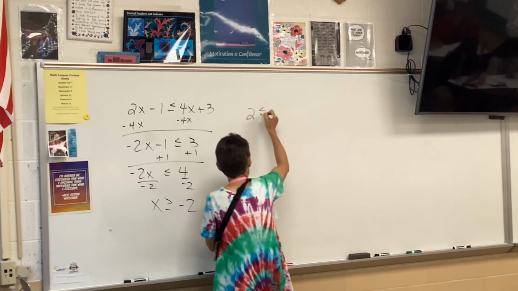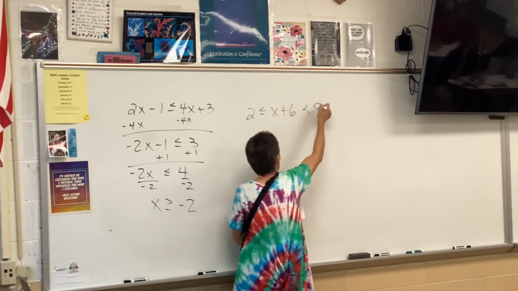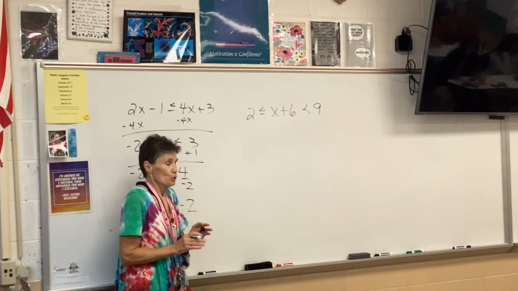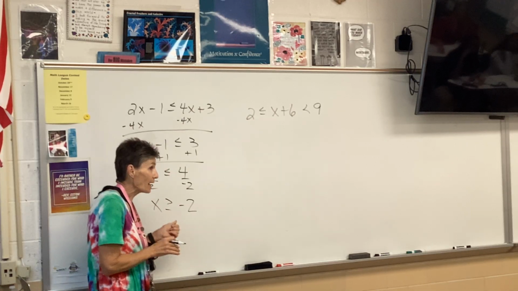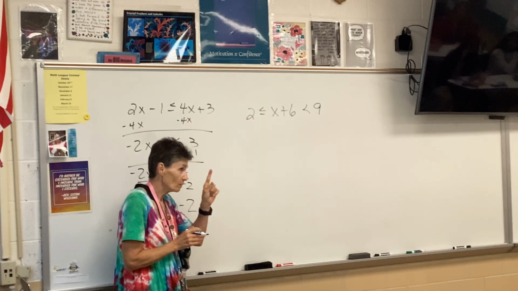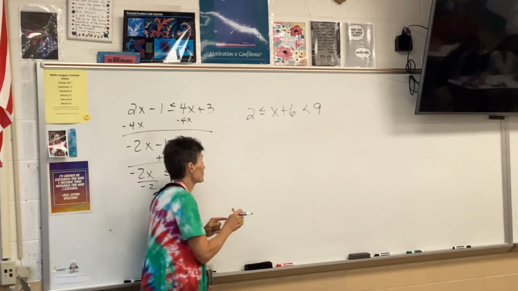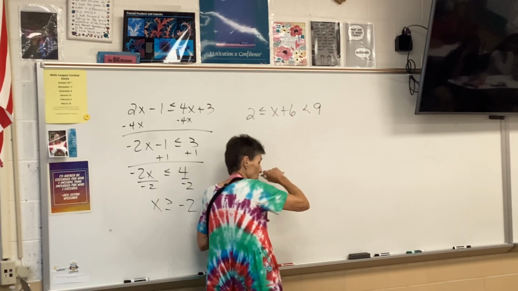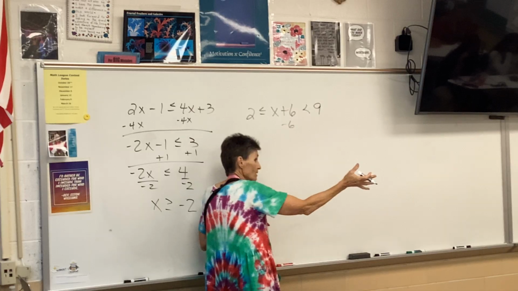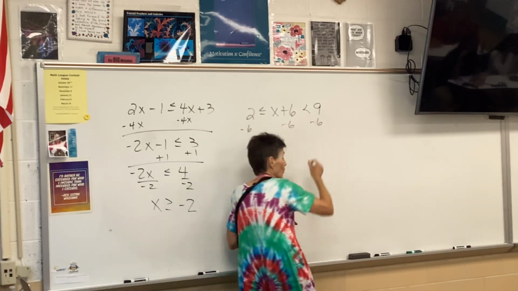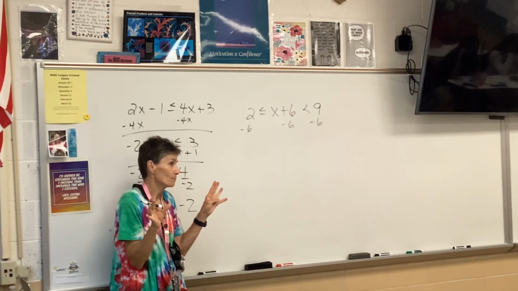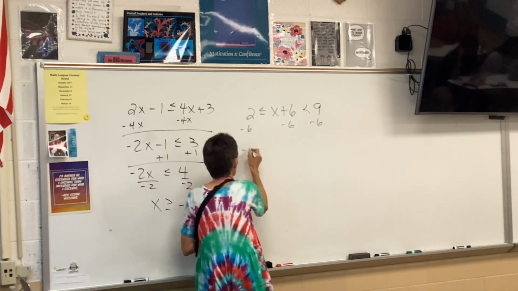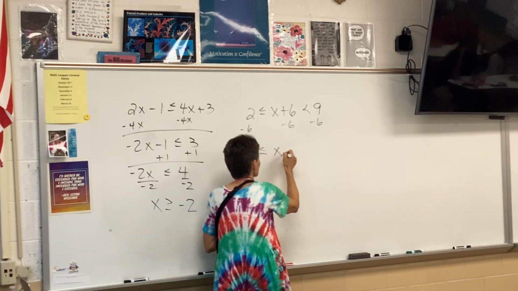B looks different, and it might initially freak you out, but actually it's super simple. Your job is to do just what you did over here. Get X by itself. That's what we want. So right now, that's hooked to the X. So what do you think we're gonna do? Subtract 6. The only difference is now, you gotta do it all the way across. This is like a two-part problem. So we're gonna subtract 6 all the way across. So we end up with negative 4, X, and 3. Is that okay?